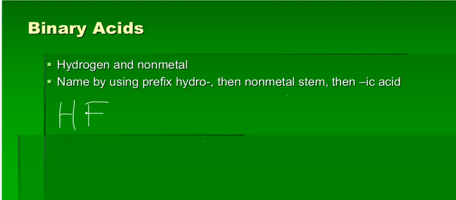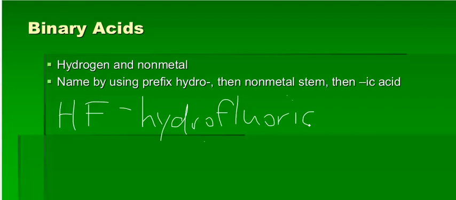HF is a binary acid. It's got hydrogen and a non-metal. So the way to name it would be hydro, non-metal stem is F, so that's fluor, and the suffix is ic acid. So HF is hydrofluoric acid.